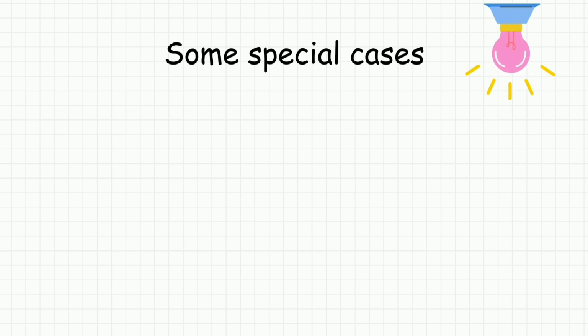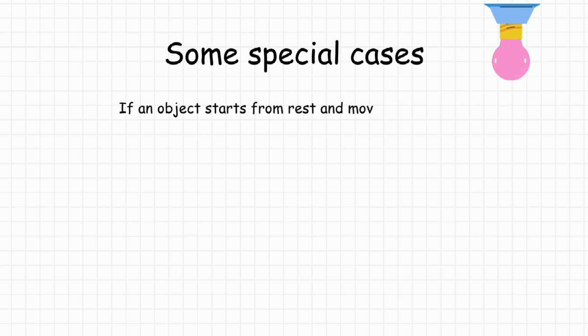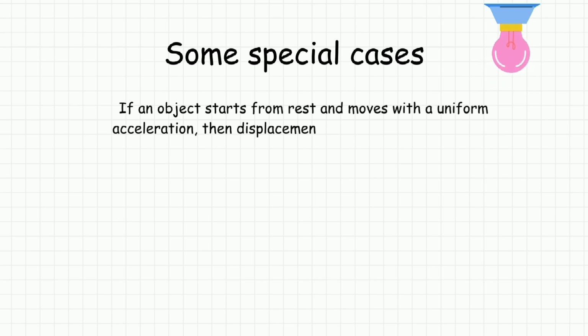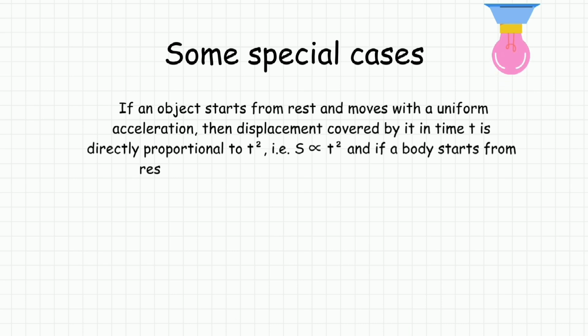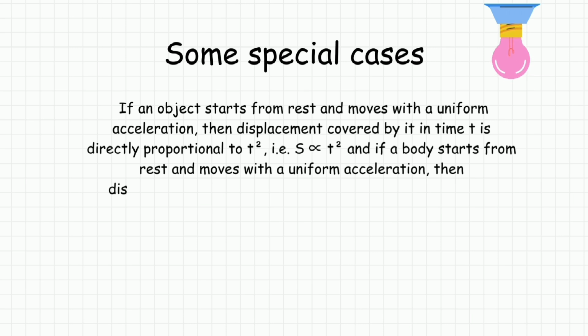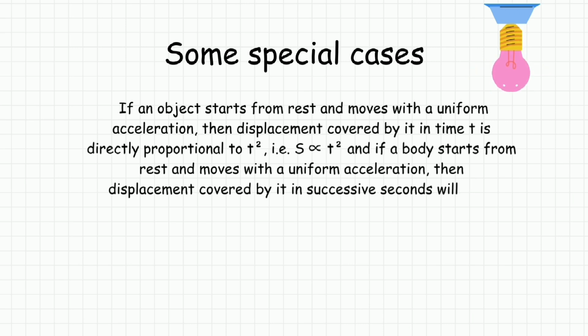Some special cases. If an object starts from rest and moves with a uniform acceleration, then displacement covered by it in time t is directly proportional to t², i.e. s is proportional to t². And if a body starts from rest and moves with a uniform acceleration, then displacement covered by it in successive seconds will be in the ratio of odd natural numbers, i.e. s1:s2:s3 equals 1:3:5.